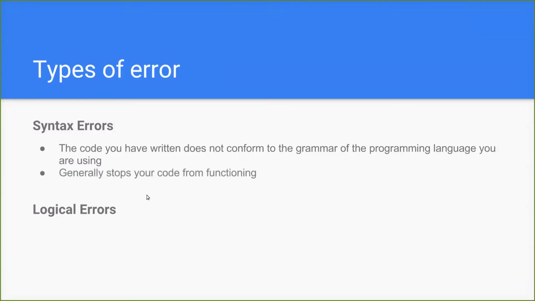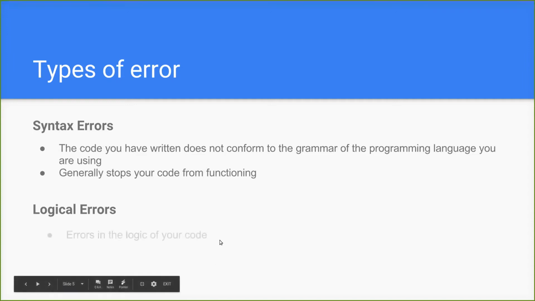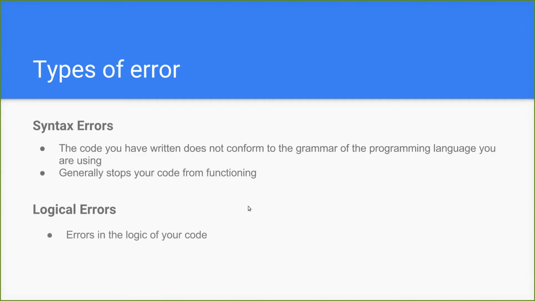Syntax errors generally stop your code from running, but you get helpful error messages. Logical errors are a little different. With this type of error, the code will generally run without throwing an exception. But what happens is the code doesn't produce the results that it should or that you're expecting. So these are basically errors in the logic of your code rather than some sort of error in the language or syntax. The code generally runs but produces unexpected results.